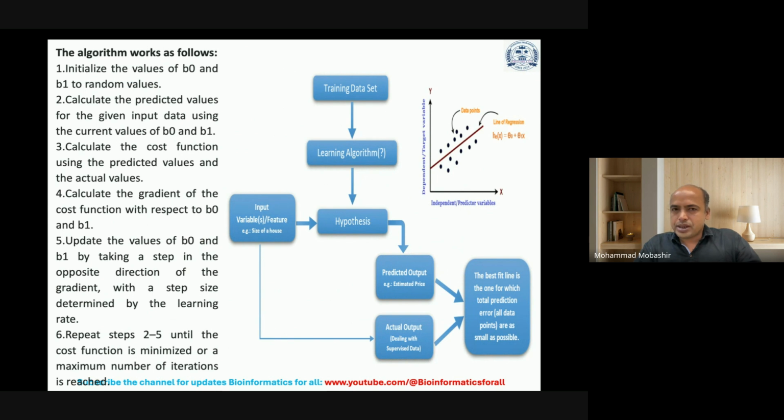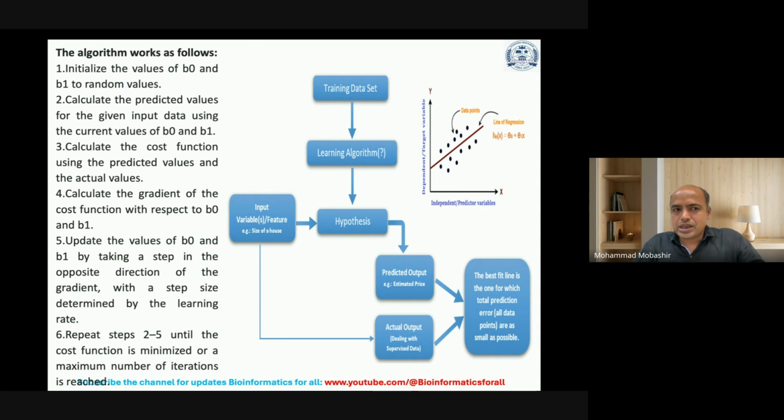In general, it works like this: training data set, then a learning algorithm, which depends on what you are going to use, and the input variables or features, then go for hypothesis and prediction, then actual hypothesis, then best fit line. You need to look for it. So there are 6 steps which I have discussed earlier. You need to remember those 6 steps.